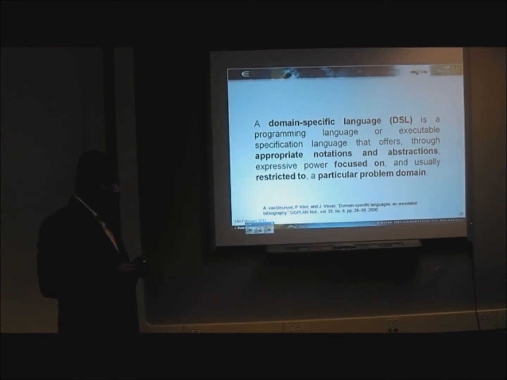Domain-specific languages, one of my favorite terms. A domain-specific language is a specification language that has abstractions on a particular domain. It's trying to solve a problem in a particular domain. What do I mean by domain?